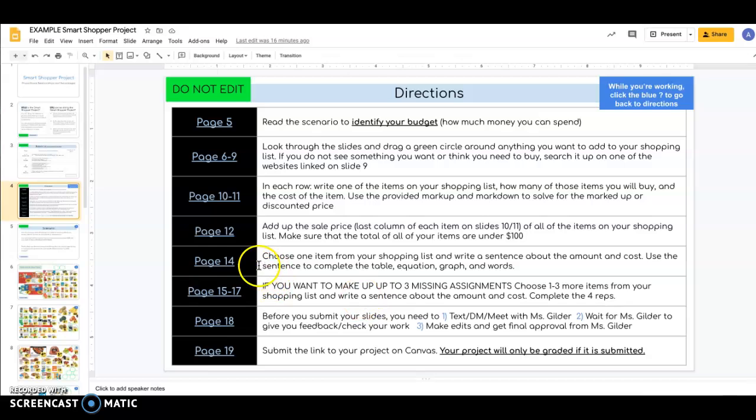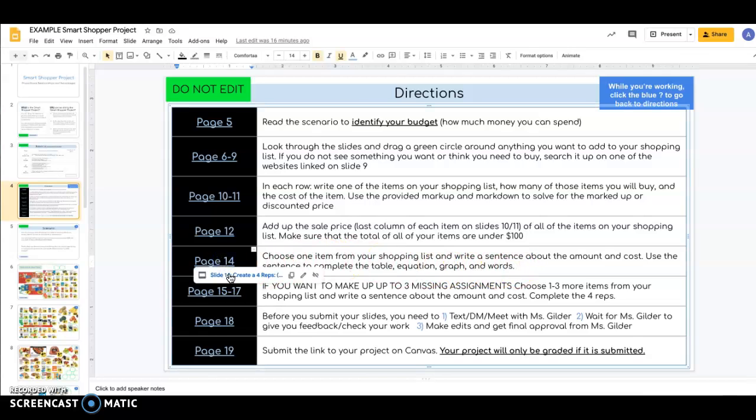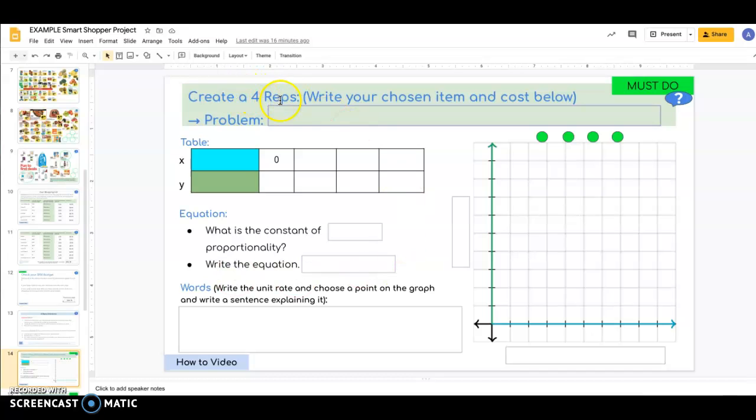So the next thing that you need to complete is page 14. You're going to choose one item from your shopping list and write a sentence about the amount and cost. Use that sentence to complete the table, equation, graph, and words. So you're going to go to page 14. It says create a 4-rep, so write your chosen item and cost below.